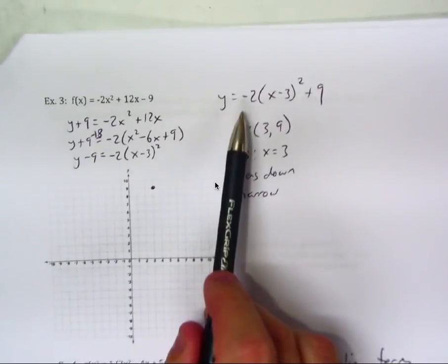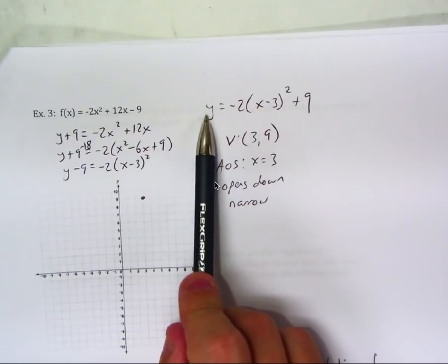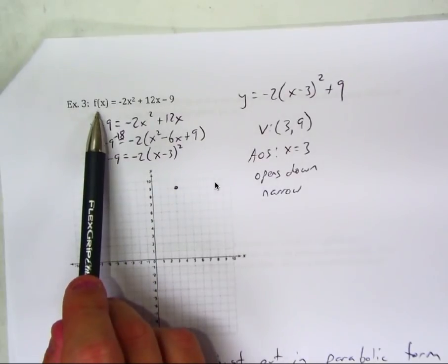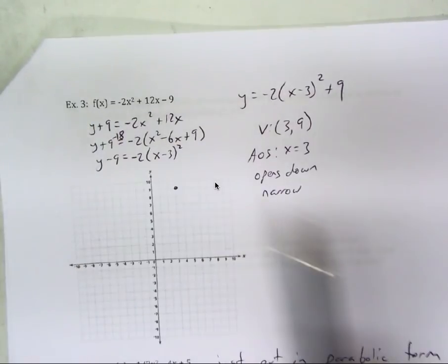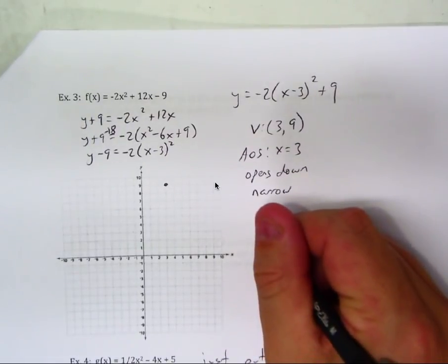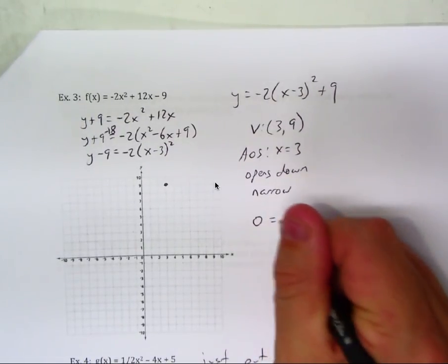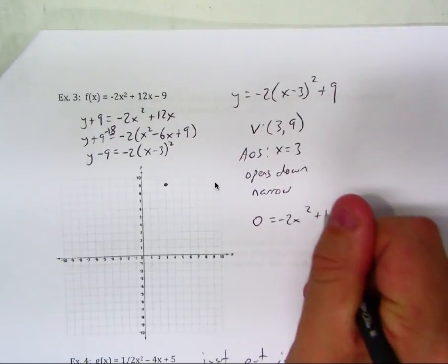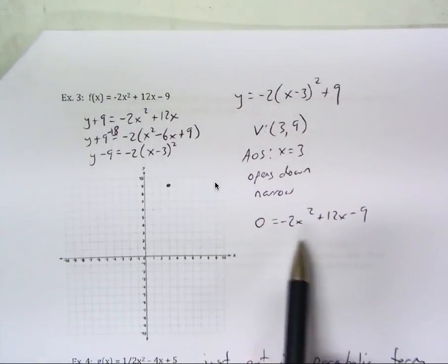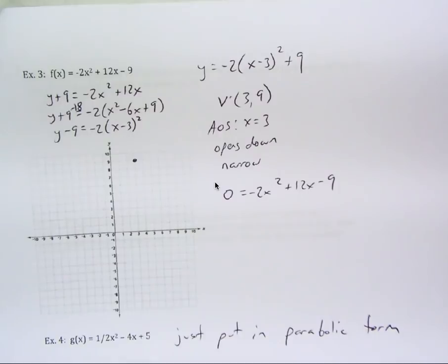Last time I set the parabolic form, the y, equal to 0. Well, this time I'm just going to set the original equal to 0 just to show you that you can do it either way, and I don't care how you do it. So I'm going to use the original equation this time. It does not matter. But if I do this, then I'm going to use the quadratic formula.